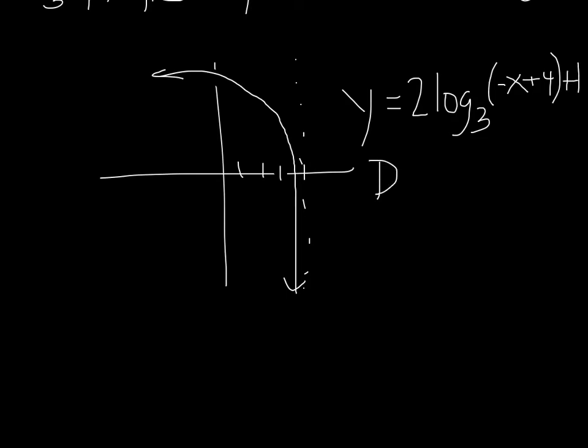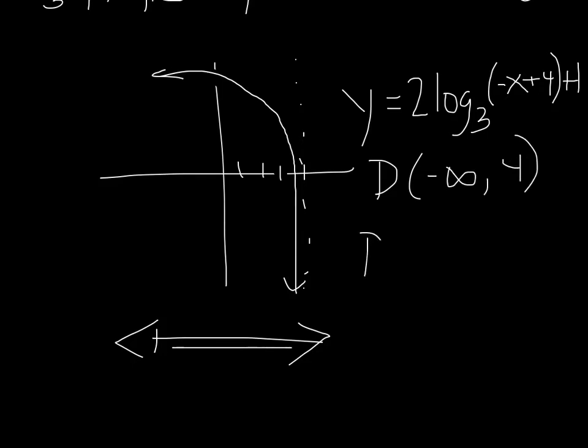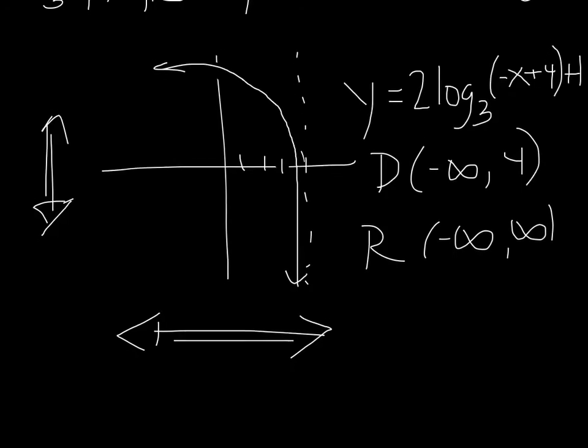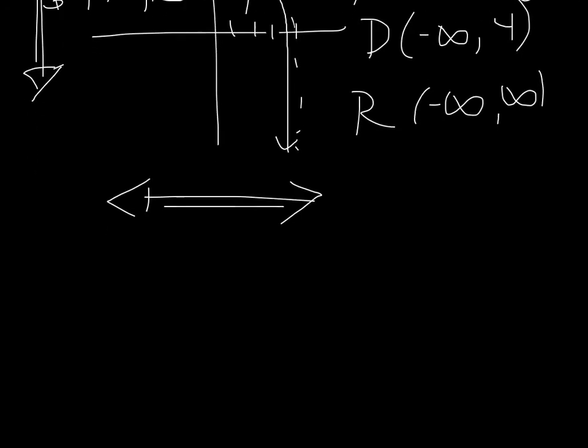So we see the domain, that's how much the graph goes left to right, and we see this graph goes infinitely to the left and then comes up to positive 4 but doesn't touch it. And the range is how much the graph goes up and down, which this graph goes infinitely down and infinitely up, sorry. And then let's see, we still need to do the intercepts.